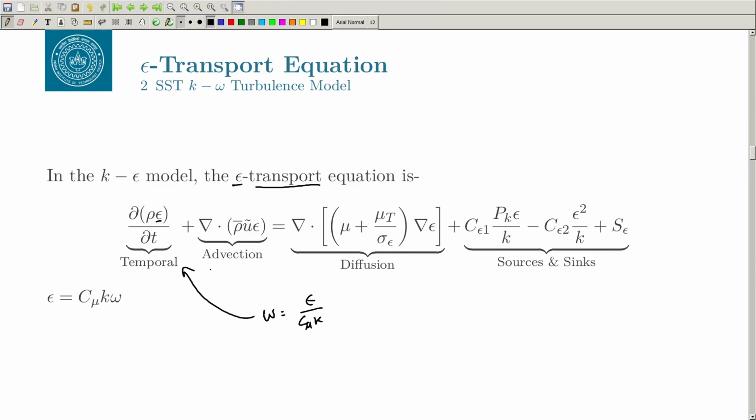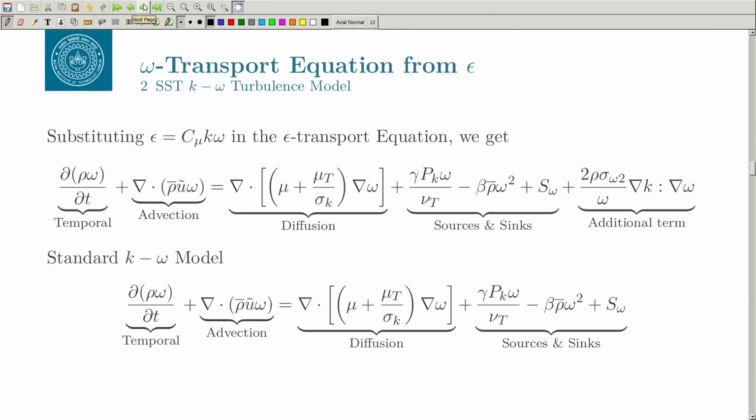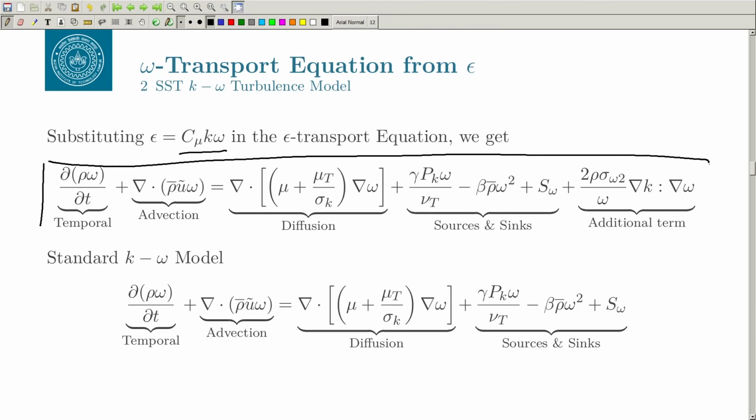So, why do not we just put it here and derive an omega equation, right. Of course, we can do that, just replace this epsilon by c mu k omega and try to derive an equation. Okay. So, what we will see is that you will get an equation which looks like this. Okay. So, remember we are using the epsilon equation from the k epsilon model and putting epsilon equal to c mu k omega. Okay. So, this gives you an equation, of course, you have to do some manipulation there and take the help of the k equation that you already have. So, this is the equation that you are going to get.